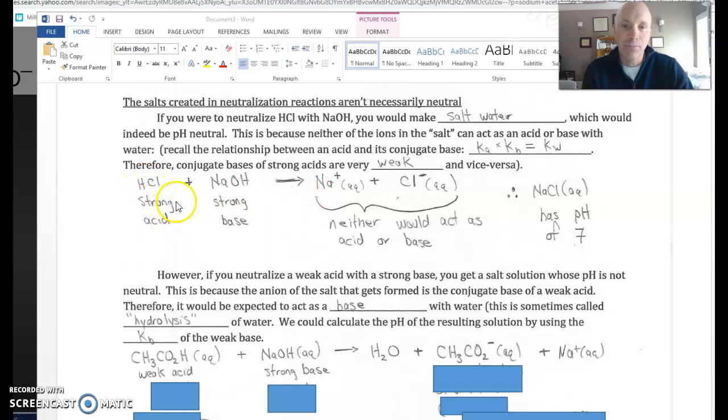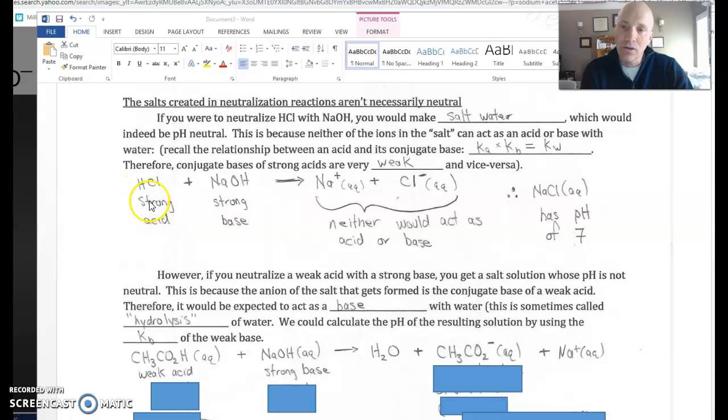So remember that there's this relationship between the Ka, or the strength of an acid, and the strength of its conjugate base, and vice versa. We know that the Ka of an acid, which gives an indication of how strong that acid is, and the Kb of its conjugate base, which is the strength of the base, multiplied by each other always equal the dissociation constant for water. So what that means is that the stronger the acid, the weaker its conjugate base.